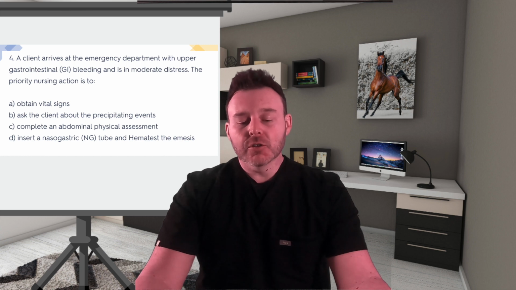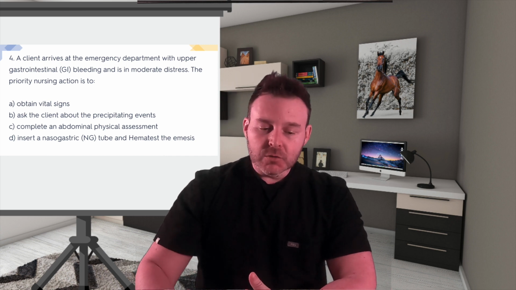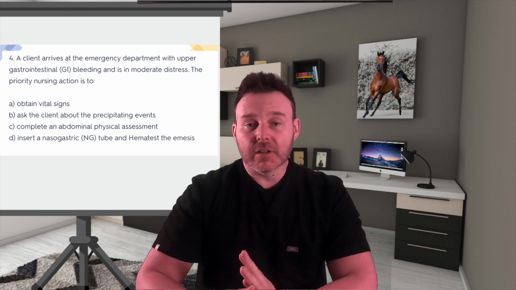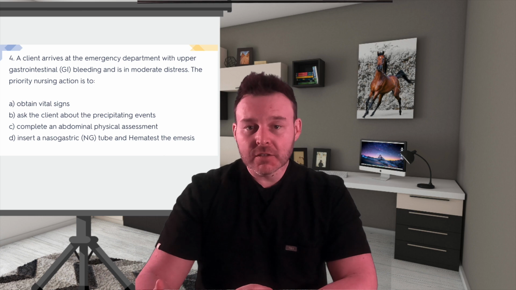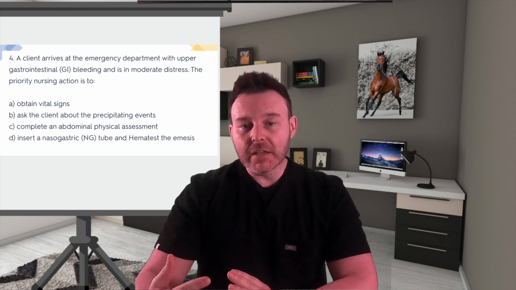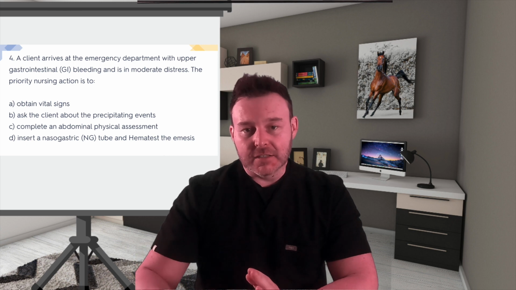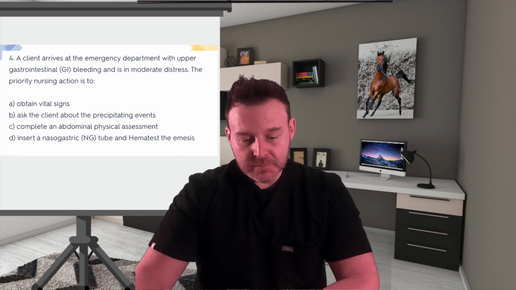Okay, so the correct answer on this one is going to be A. Why? First, we need to determine if the client may be in potential shock from a substantial blood loss due to the bleeding. We also want to determine a baseline of our vital signs to monitor this patient for our assessment as we move forward.